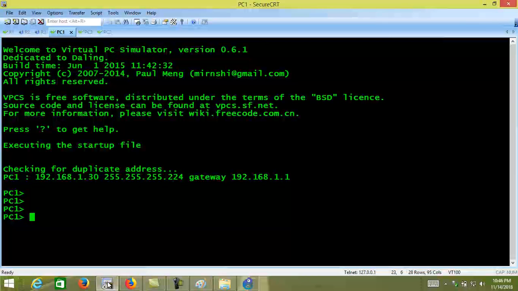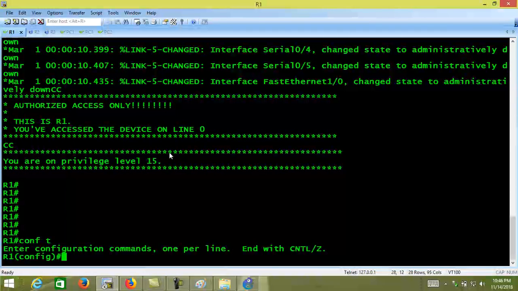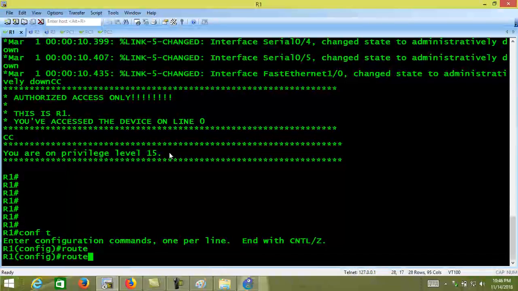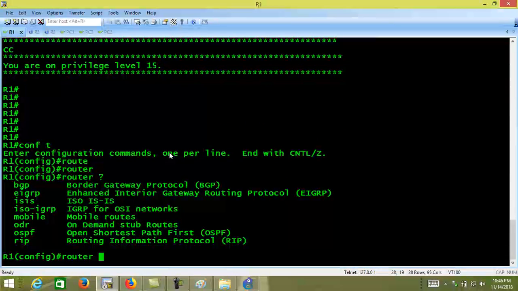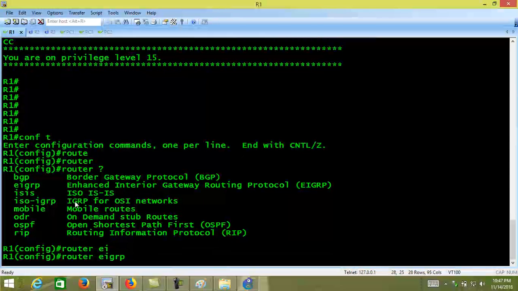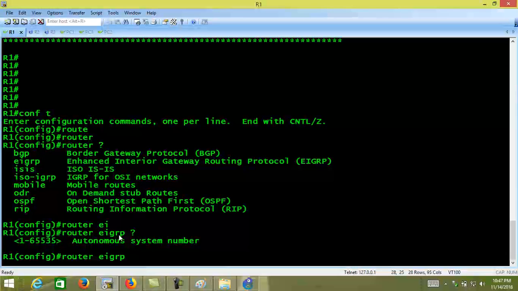So configuring routing protocols, and I think I've mentioned this enough now, it's just the same way. You just go to router, and when we do a question mark, we can see OSPF, RIP, ISIS, but here we are at EIGRP. Unlike RIP, where we just hit enter, if you do a question mark, you have to put an autonomous system number.